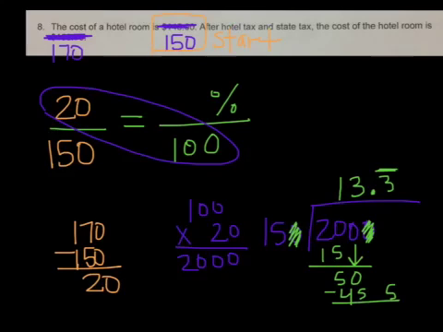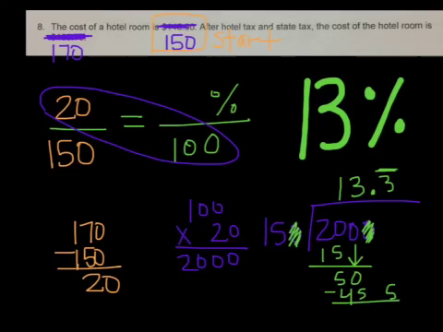Because this page is only on estimating, I'm not going to keep my answer 13.3. I'm going to ask myself, is 13.3 closer to 13 or closer to 14? If you said it is closer to 13, great job. So my final answer on number 8, I'm going to say the hotel room increased by about 13%.